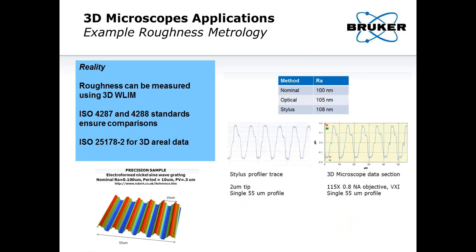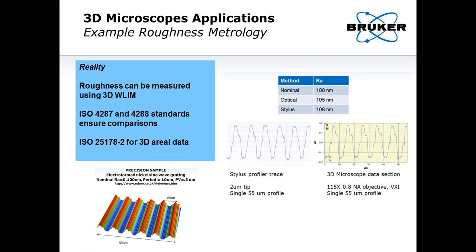The key thing to remember for measuring roughness is you have to keep in mind the standards that are used to set up filtering and the proper correlation lengths that you need, the evaluation and sampling lengths that you're interested in. But once you use those proper techniques, you can see on the right-hand side, this is a stylus trace, using a 2-micron tip and a single 55-micron profile across that sample that I just showed you. And the stylus comes up to 108 nanometer Ra.